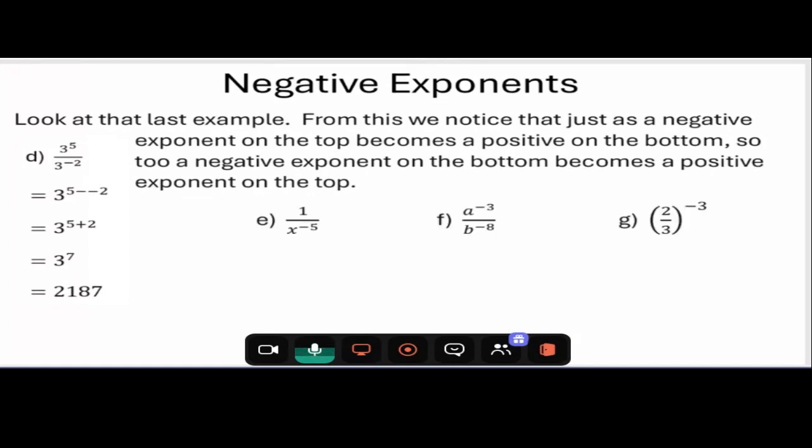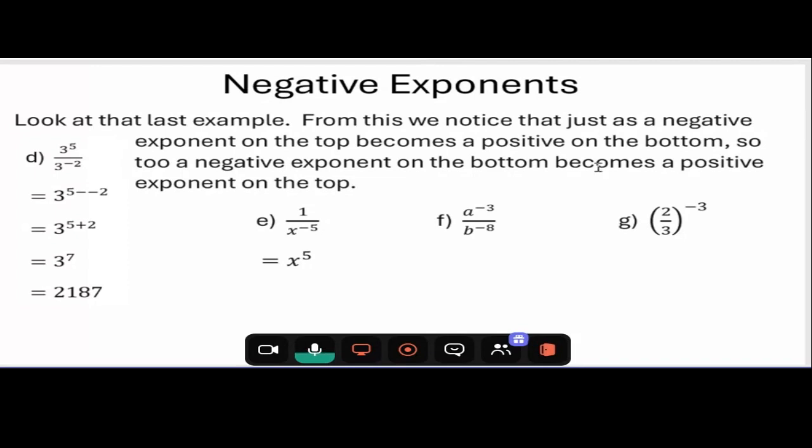So let's look at a couple examples here. 1 over x to the -5. Don't need to get all fancy. 1 over x to the -5 becomes x on the top now. X over 1 if you really want to get technical, but we don't bother to write it, right? So a negative exponent on the bottom becomes a positive exponent on the top. 1 over x to the -5 is x to the +5.